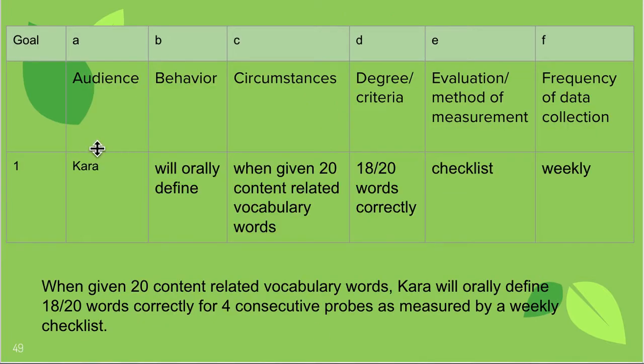Here's what it's going to look like. Our audience is Kara. That's who we're talking about. The behavior that we are going to be measuring is whether or not she's orally defining the words. Under what circumstances? When I give her 20 content-related vocabulary words. And to what degree or criteria? She needs to get 18 out of 20 words correct. How are we going to measure this? We're going to use a checklist. And how often are we going to do it? Weekly. Okay, so that's what it's going to look like.